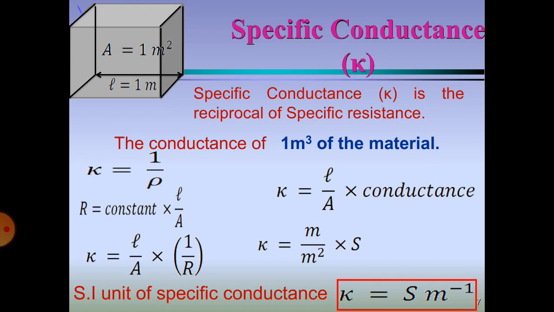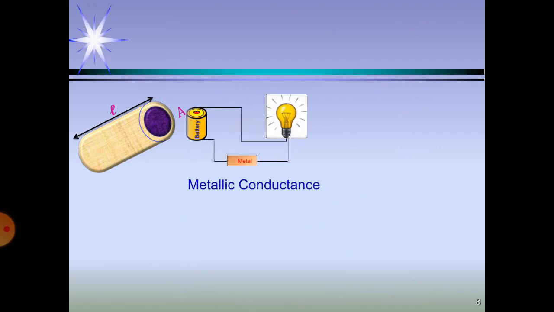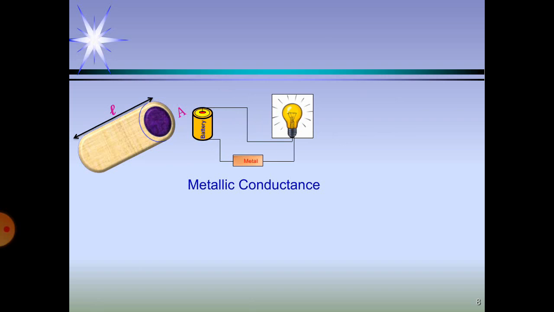So, the SI unit of specific conductance kappa is equal to Siemens per meter. Till now, in defining the specific resistance and the specific conductance, we mentioned only the length, area of cross section and volume of the solution. Therefore, these properties are suitable for characterizing the metallic conductance.